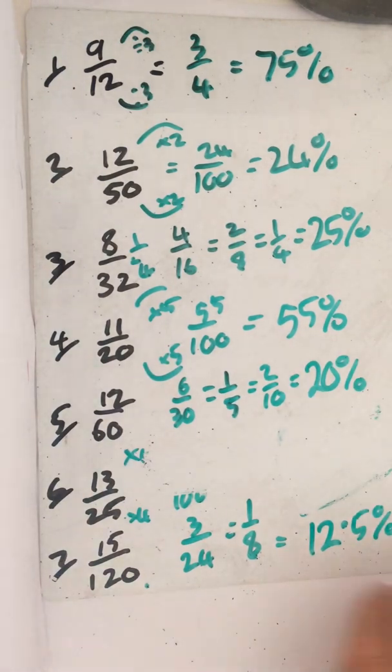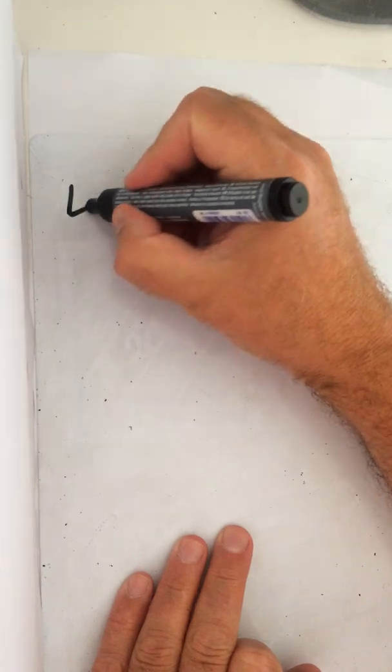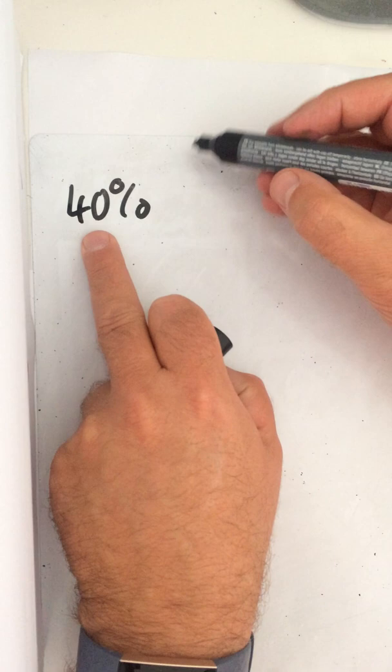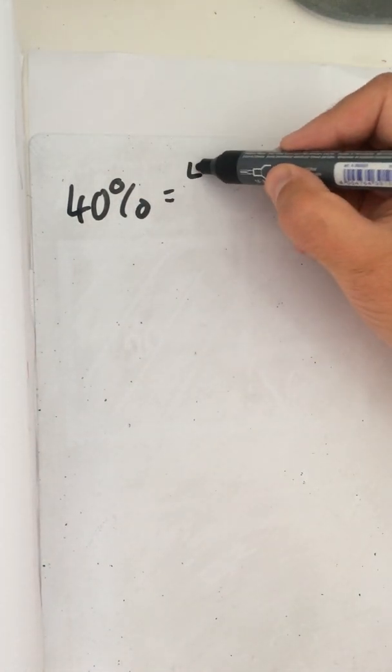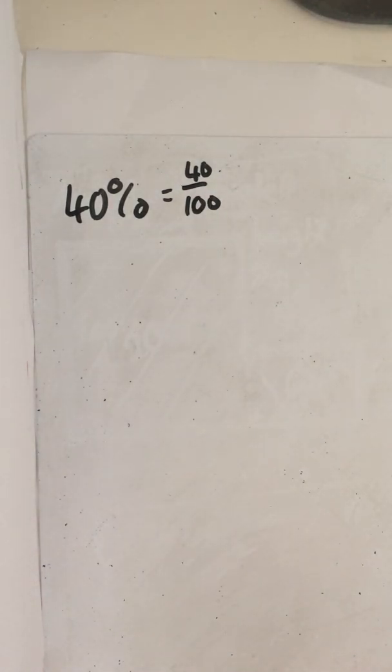Okay, right, moving on from that, we're going to look at turning percentages to fractions, and this is probably easier. So if I've got 40% and I want to turn that into a fraction, as I've told you before, all a percentage is a fraction over 100. So all I have to do is put it over 100. But that's not enough. I have to simplify it from there.